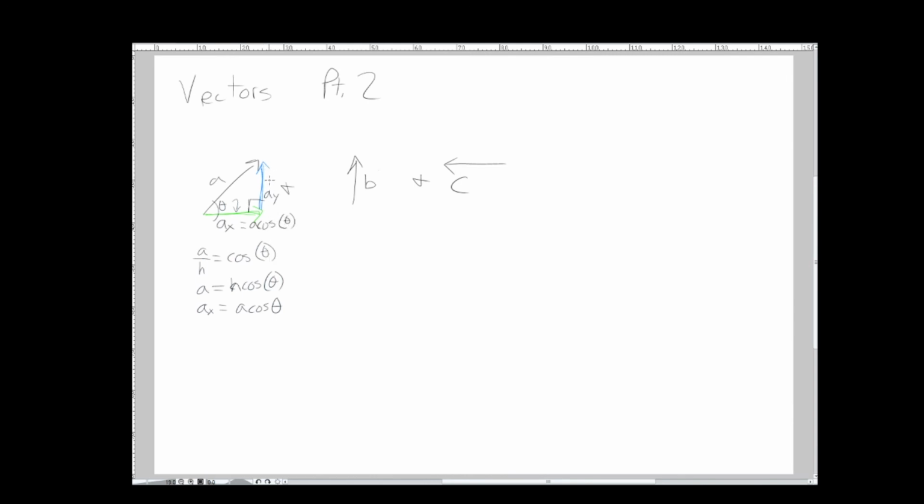And if you look at this vertical piece, let me do this in a different color. It's opposite of the angle. So we're looking for the opposite side, and we have the hypotenuse. The ratio between those two sides will be sine of the angle. So the opposite side will be the hypotenuse times the sine of theta. So we get A sub y is equal to A sine theta.